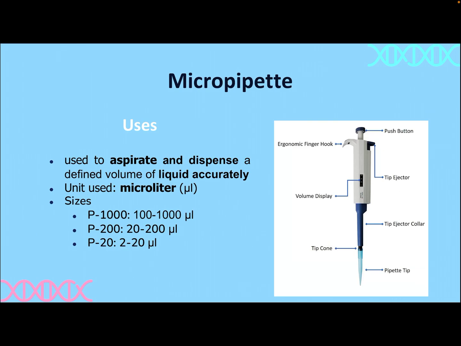In the image, we can see the different parts of the micropipette like the push button, the finger hook, the tip ejector, the volume display, tip ejector collar, the tip cone, and the pipette tip.